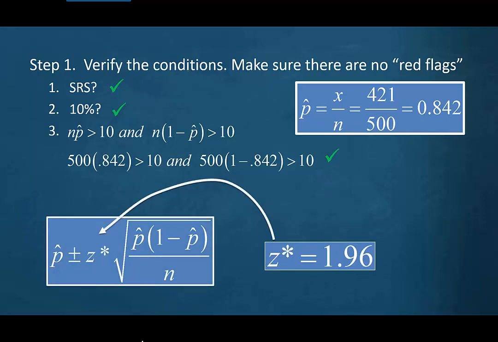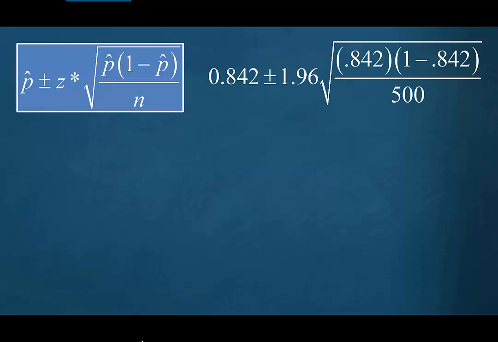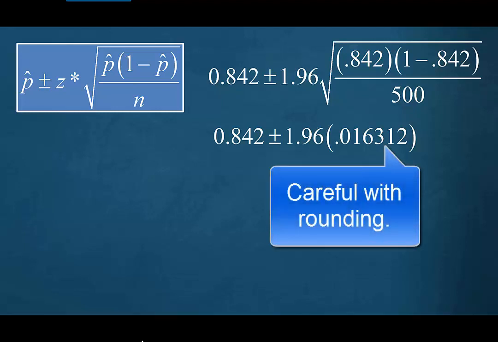This corresponds, recall, to the 95% confidence interval. And substituting these values in, we're going to get 0.842 plus or minus 1.96 times the square root of 0.842 times 1 minus 0.842 all over 500. Be careful when evaluating this. I would evaluate this in pieces. So I'm going to evaluate what's under the square root, and I'm going to hold off on rounding too much. I'll take it out 2-3 places past what we have in the original problem.